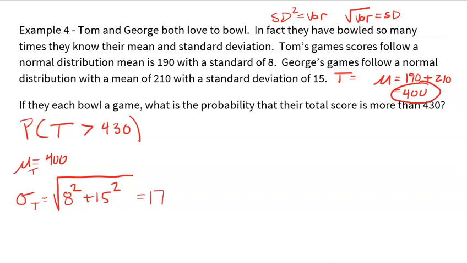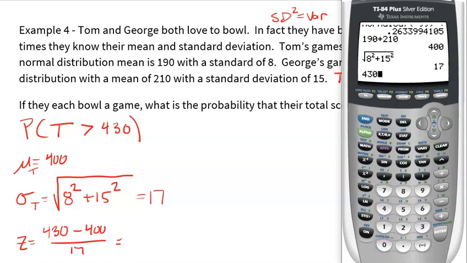All right, so now I'm ready to answer the question. All I need is my z-score. How far from the mean is 430? So I'm going to take 430, the number I was asked about, and subtract the mean, divide by the standard deviation. So that's simple, right? Nice and easy, nothing hard here. So 430 minus 400, and then divide by 17 is 1.7647.